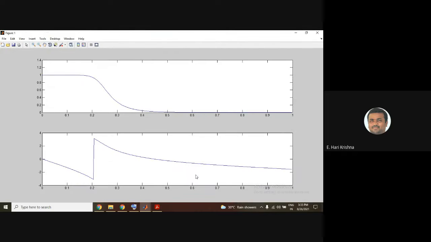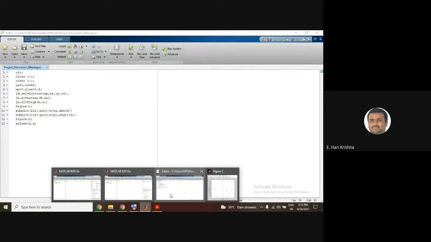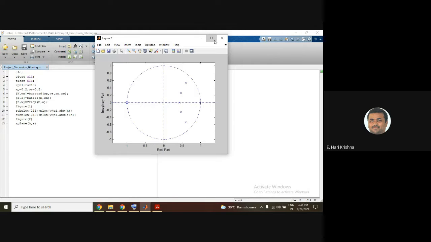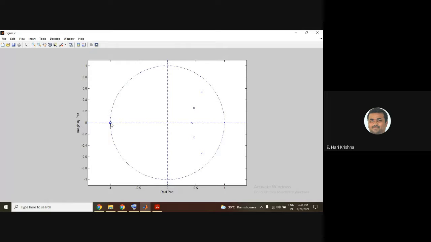This is the magnitude response. This is the phase response. We are given 0.2 as the pass band frequency and 0.5 as the stop band frequency. This is the transition band. Next, the pole-zero plot. See here, zeros are located here and poles are located like this. All poles lie inside the unit circle.